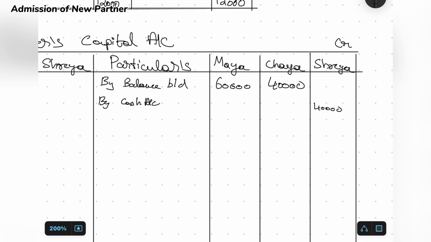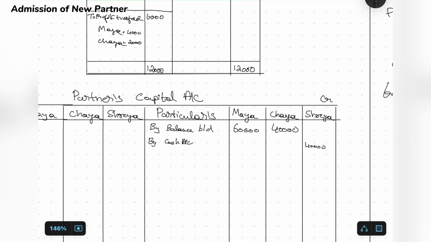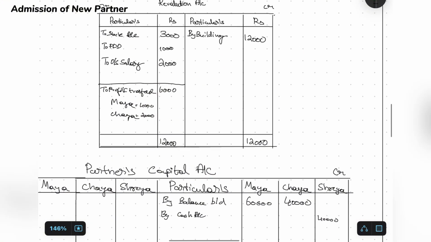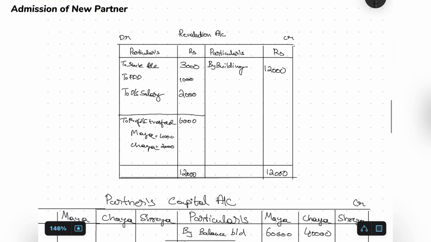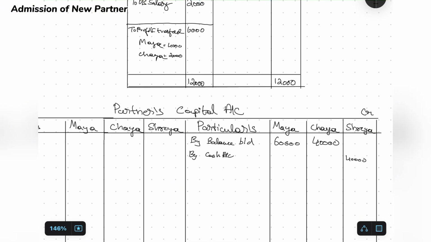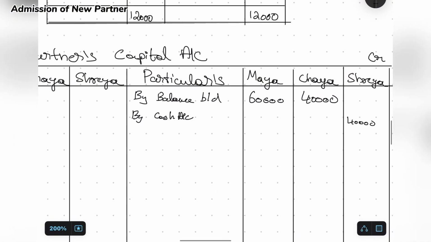After making the entry of the capital balance of all the partners, the old partners and the new partner, I'll come to the question. Here in the question there is a reserve fund given, right? Reserve fund means the previous year's or last year's profits which are reserved for some reasons, maybe for the development of the company or any other reasons. We reserve the fund for future use.